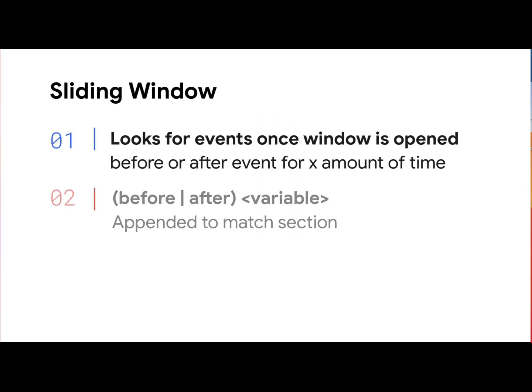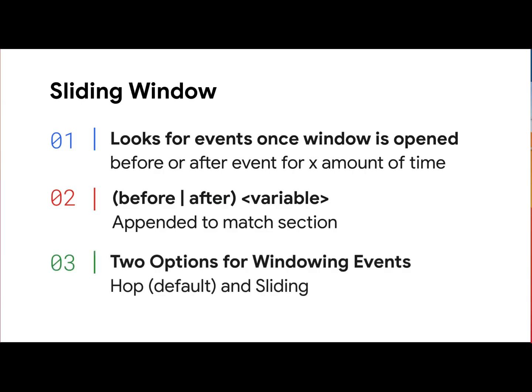I realize that was a bunch of info on sliding windows, so here are a few things to keep in mind. The sliding window can look forward or backward in time around an event, and this time range can span 1 minute to 48 hours. Once that window is opened, all events that meet the criteria in the event section are going to be pulled in. The syntax for sliding windows is very straightforward. Just append the keyword before or after and the event variable to your existing match section.